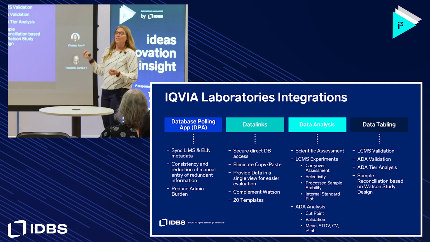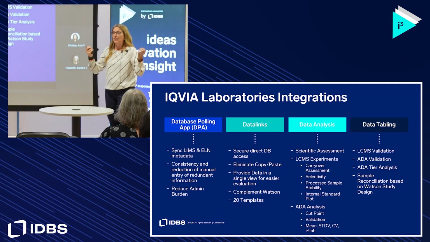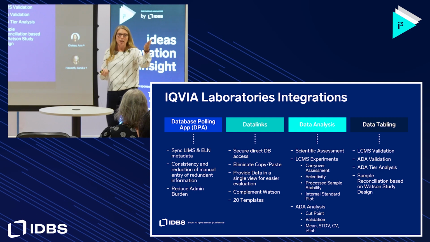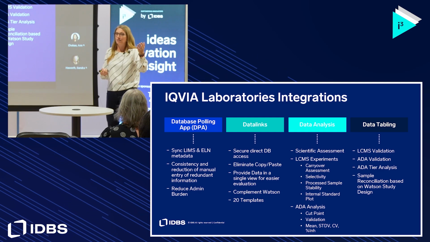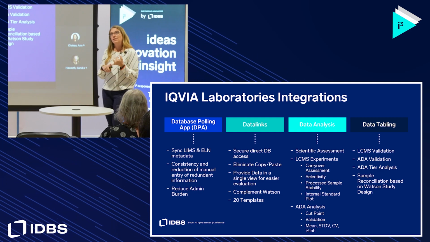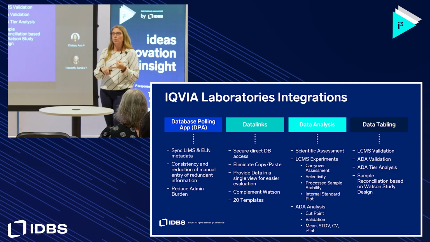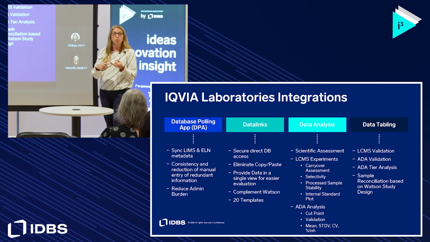Process sample stability, that's a great example of, I just need a calculation. Watson's showing from the bias that these samples passed, but what was the day that these samples were extracted and what was the day they were injected, and do the simple math.